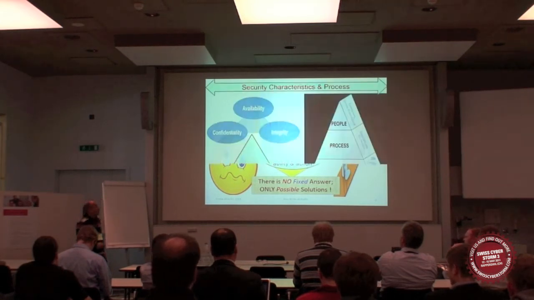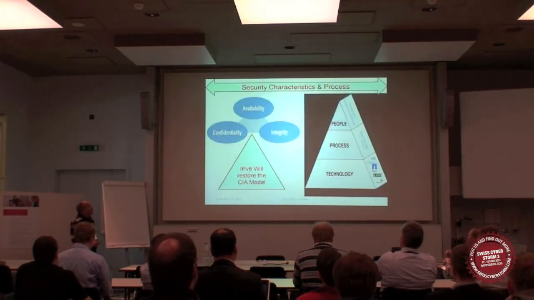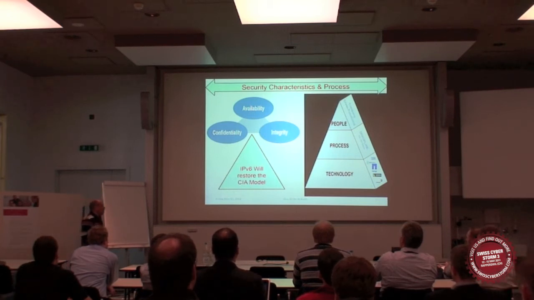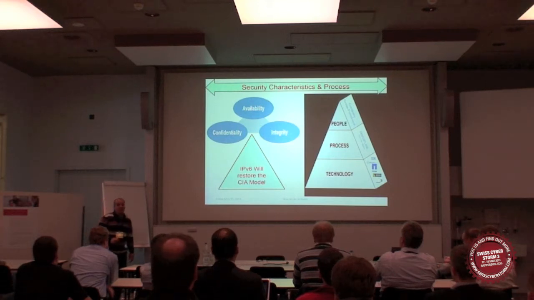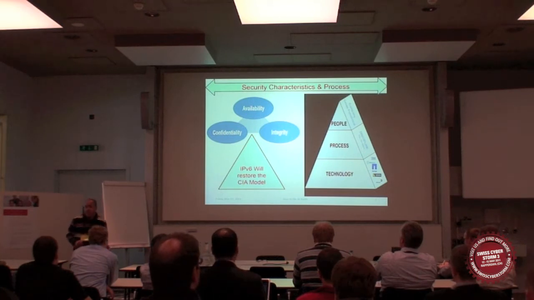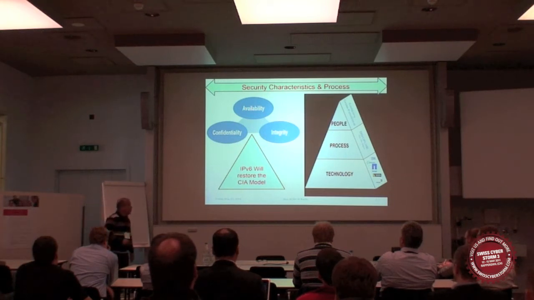and IPv6. Now, the security characteristics and process, everybody is aware, this is a very basic thing. You have to consider the CIA model, which is confidentiality of data, availability and integrity. So this model, which has been the ideal model for the data, has been distorted by the current IPv4 backbone because of the flaws and the hackers and all this stuff. So hopefully IPv6 will restore the CIA model.